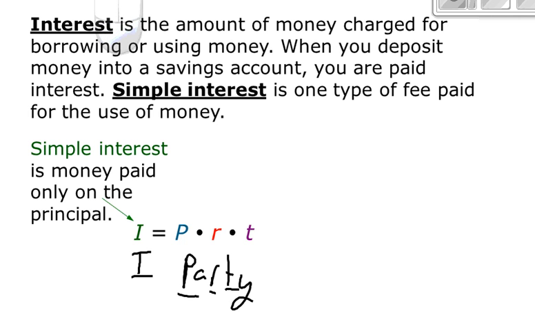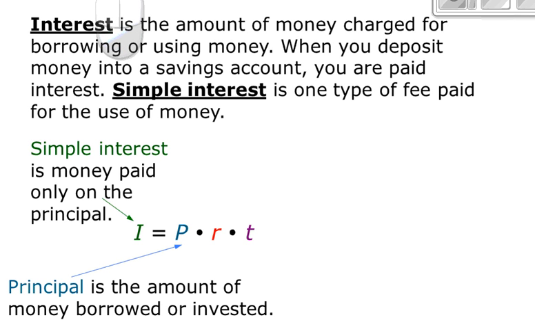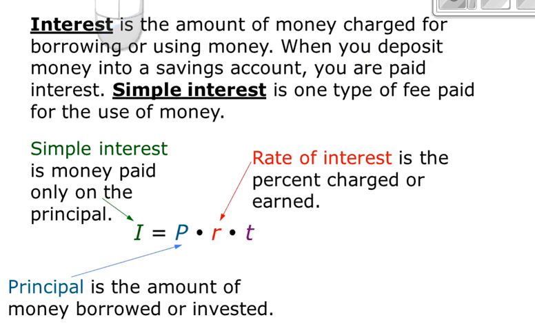So simple interest is the I, that is the interest earned. That's what we're going to be calculating in most of these problems. P is the principal, the amount of money borrowed or invested. It is the starting amount, the principal, the main piece. Rate is going to be the rate of interest. This is the percent of change or earned. This is our percent in the problem.